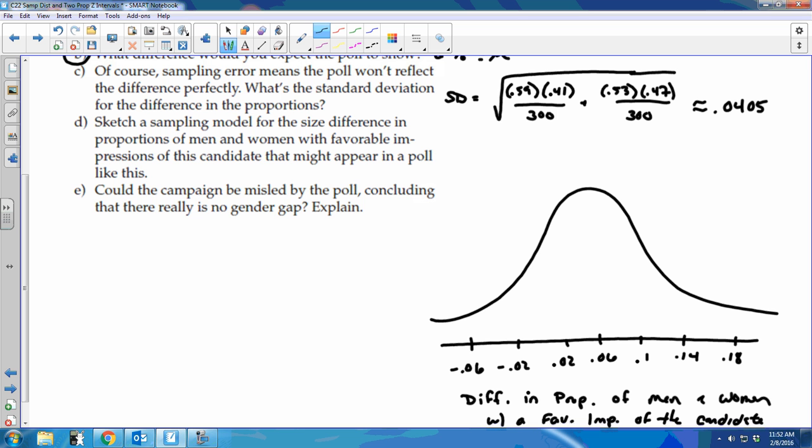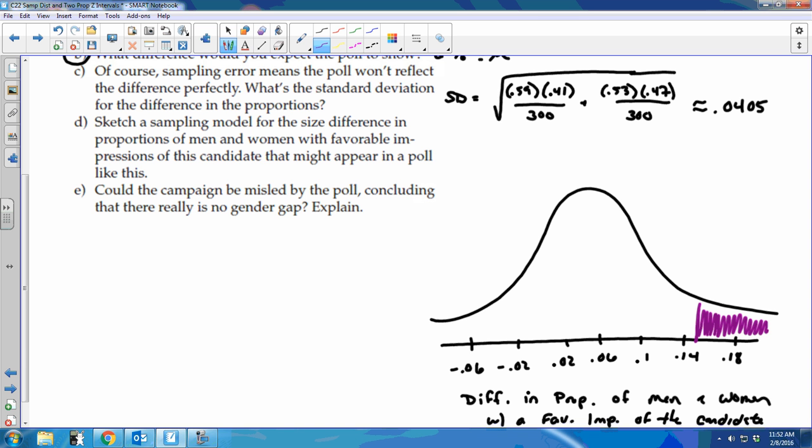Now, at this point, if they ask me a probability question, I can answer it. If they said, what's the probability that the difference is actually greater than 15%, then I would want to know what this probability is up here, and I could use normal CDF to figure that out. So that's where sampling distribution models can be helpful.